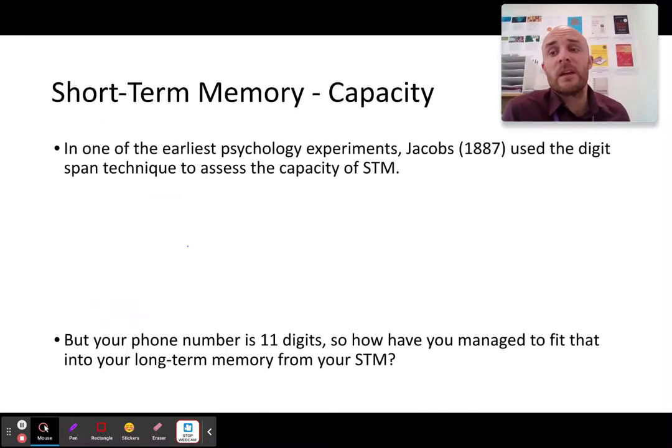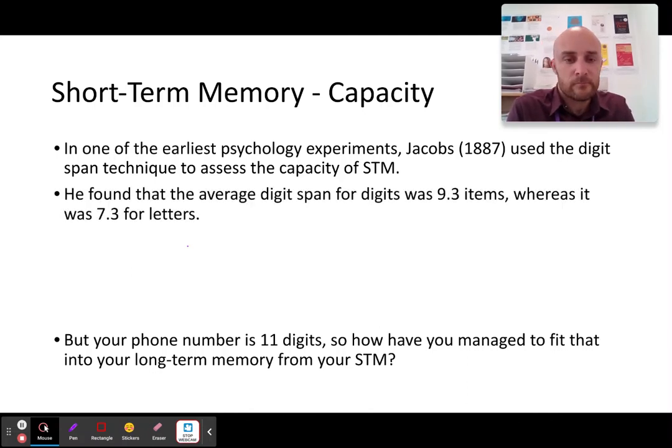Now, Jacobs, that is a true year, by the way, 1887, one of the first psychological experiments ever done. This is how important memory is. They basically tried to get people to remember as many digits or items, like letters, for example, as they possibly could. And what they found was they could remember 9.3 digits on average, whereas it was 7.34 letters. So numbers are easier to remember than letters, but both of them demonstrate that short-term memory is actually quite limited.